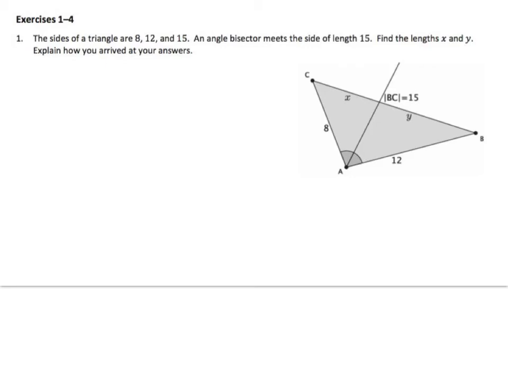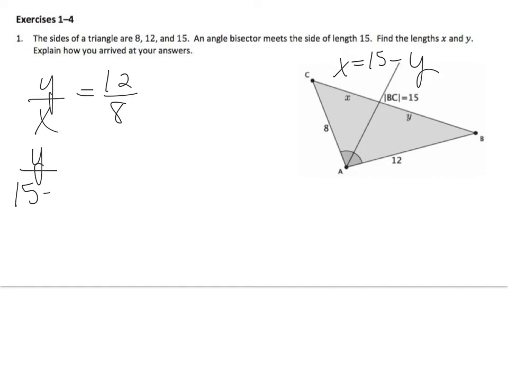So I can set up a pretty simple proportion. If I do y over x, I can do 12 over 8. Oh, if the whole thing is 15, I didn't see that. This whole thing is 15, so let's put one of those pieces in terms of the other. So I can say x is equal to 15 minus y. Let's go ahead and do that. y over 15 minus y equals 12 over 8. Okay, go ahead and do a cross product.